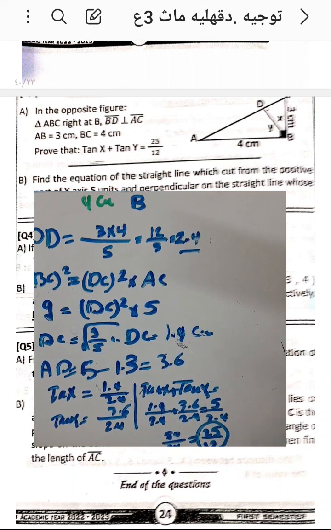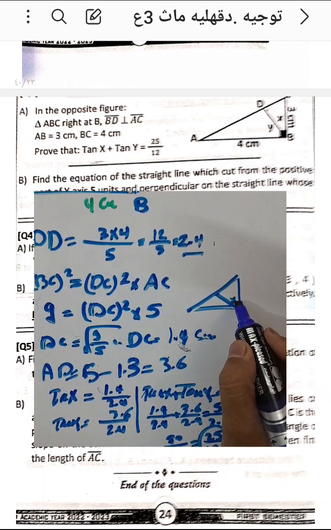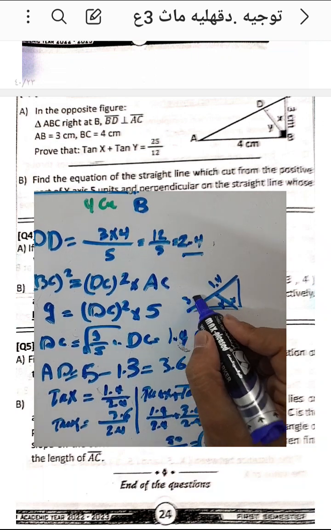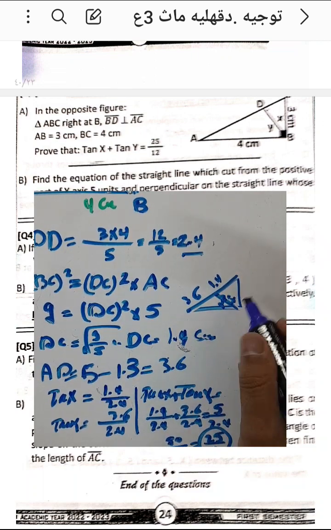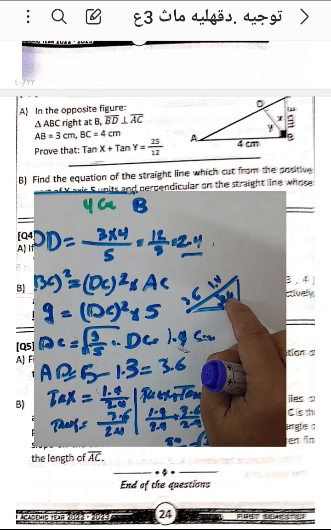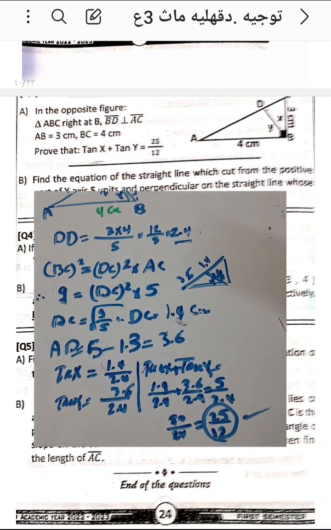Okay, can you see the results? It's x and this y, and it was 1.4 and 3.6 and here 2.4. We divided 1.4 over this number plus 3.6 over this number, the sum of them equals 25 over 12.